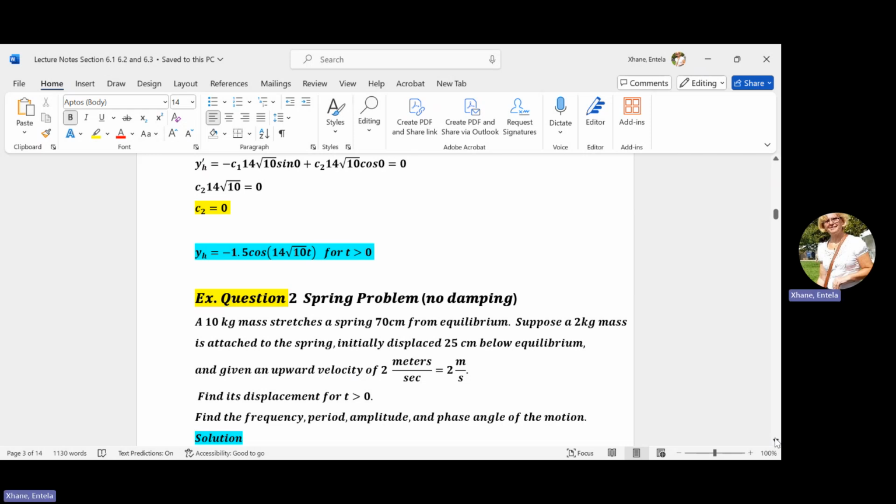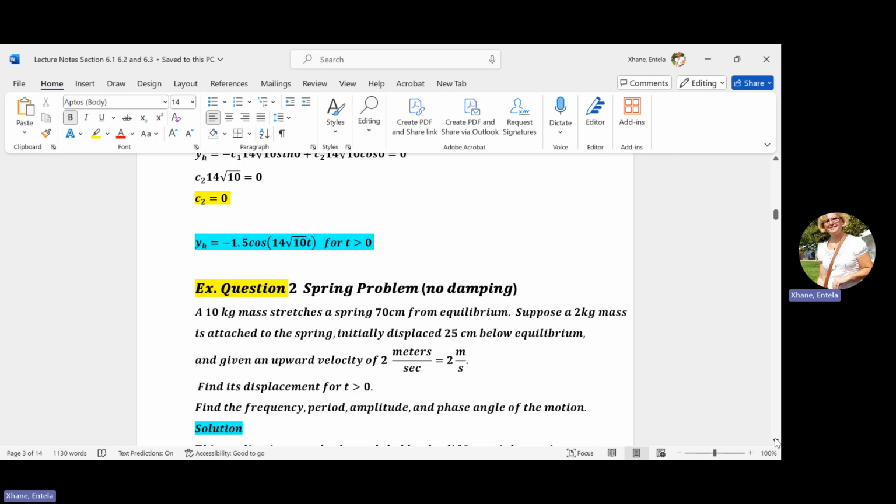Now we're going to run another application with no damping, almost a very similar equation. But what is different now, there are some new elements that we are going to compute that are not part of any of the applications related to the spring problems.